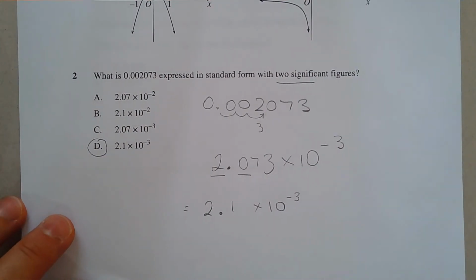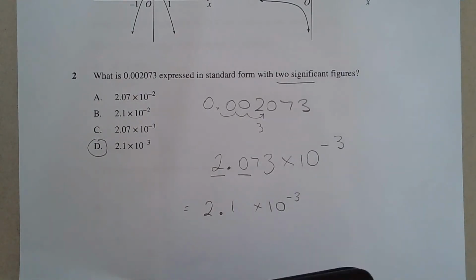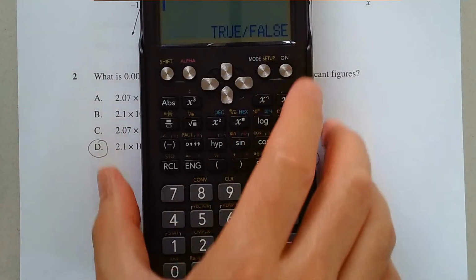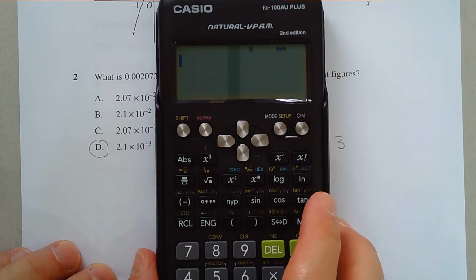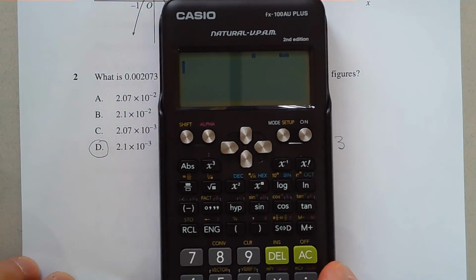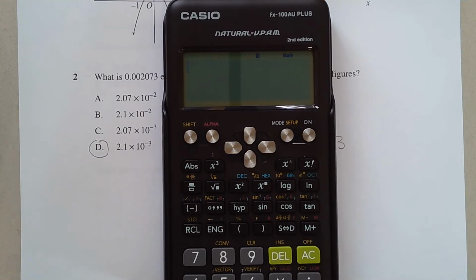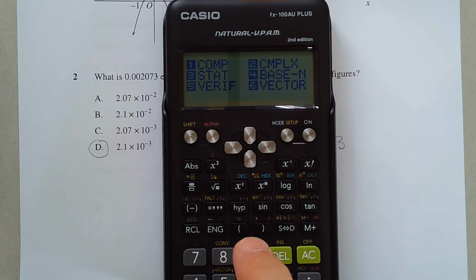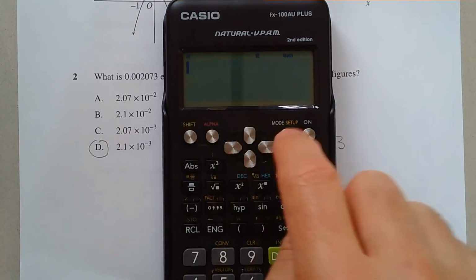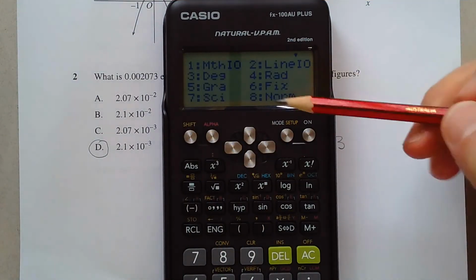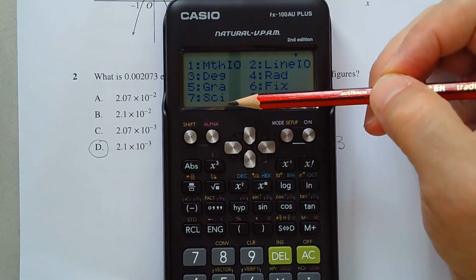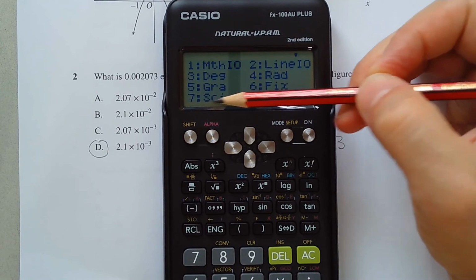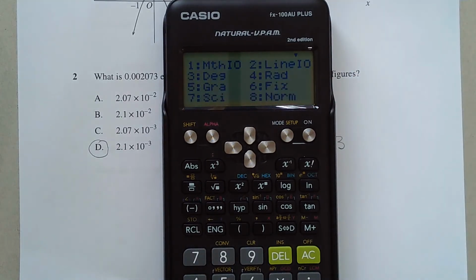Now, how could we do this using a calculator? Your calculator can work in scientific notation and also round to a certain number of significant figures. First of all, it's shift setup, actually the mode key, but we've got to press shift first. Number 7, at least on this calculator, SCI, so that means scientific notation.